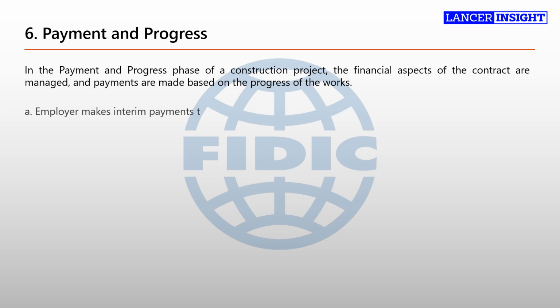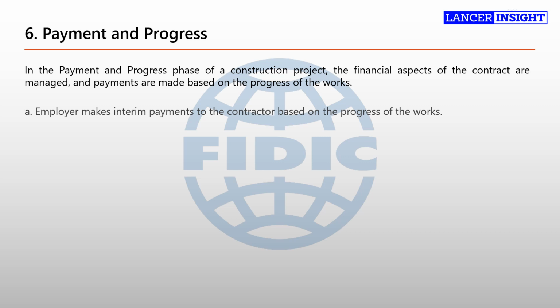A. Employer makes interim payments to the contractor based on the progress of the works. As the construction project progresses, the employer is responsible for making interim payments to the contractor. These payments are typically made at regular intervals, such as monthly or quarterly, and are based on the percentage of completion of the works. The employer assesses the progress of the construction activities, typically through site visits and inspections, and determines the amount of work completed during the payment period. The interim payments are calculated based on the agreed-upon payment terms in the contract, which may include a schedule of values or a payment schedule.